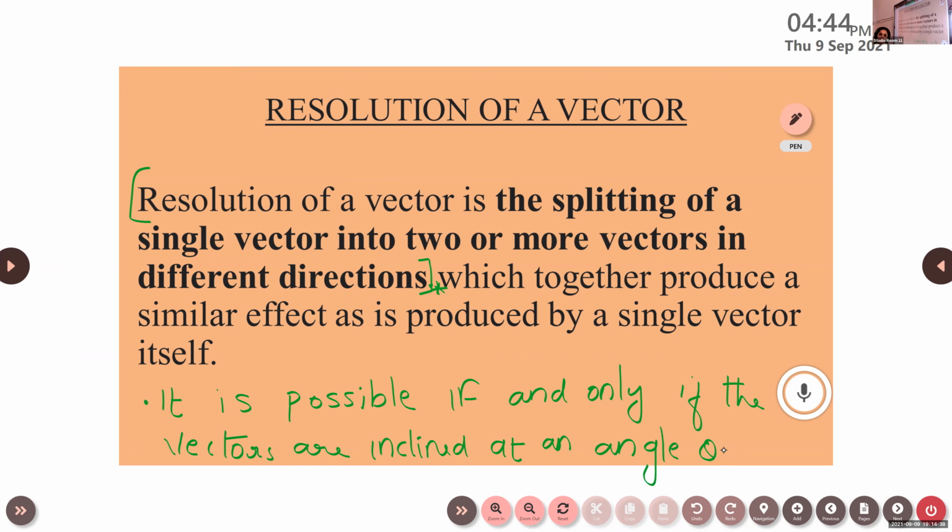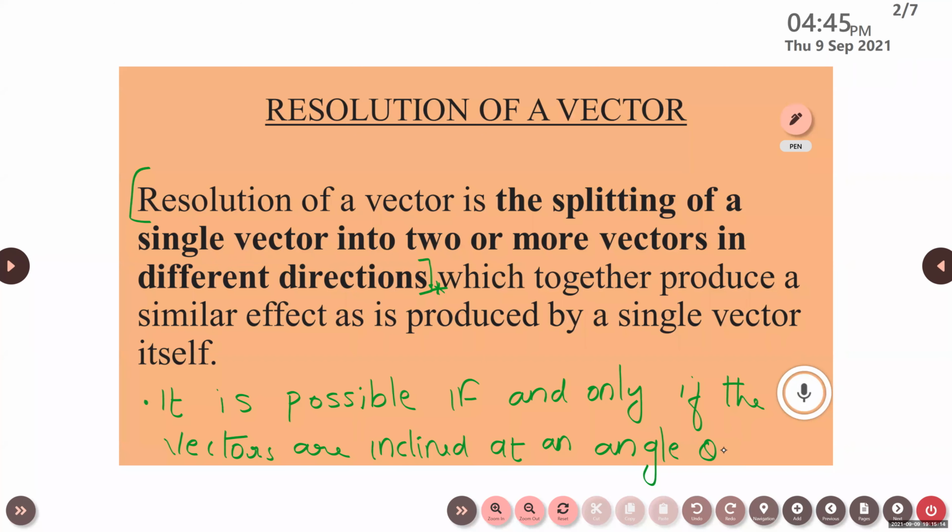Suppose we have two vectors, vector P and vector Q, which lie along the same direction. Here the resolution of vectors is not possible because the angle between them is equal to 0. Similarly, if we consider two vectors which lie in exactly opposite directions, what will be the angle between those two vectors? Angle theta is equal to?